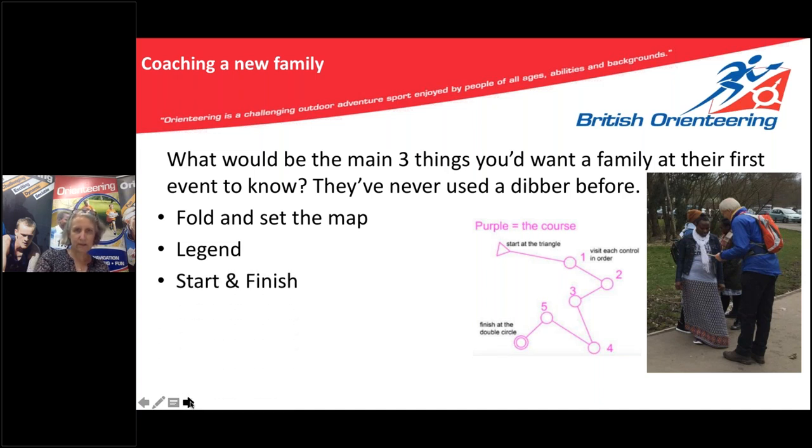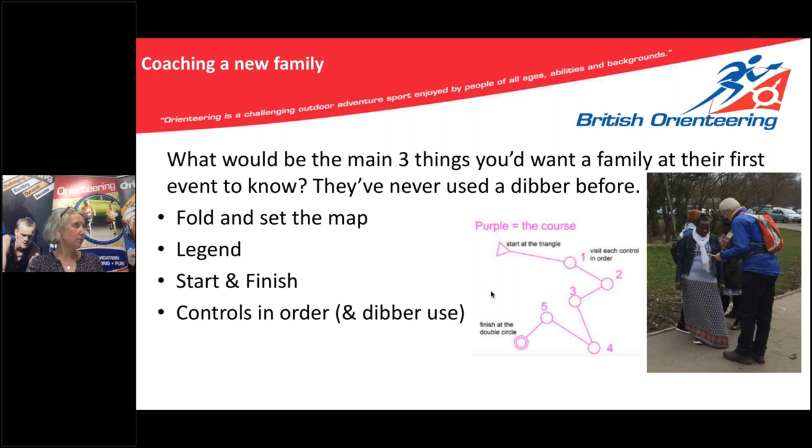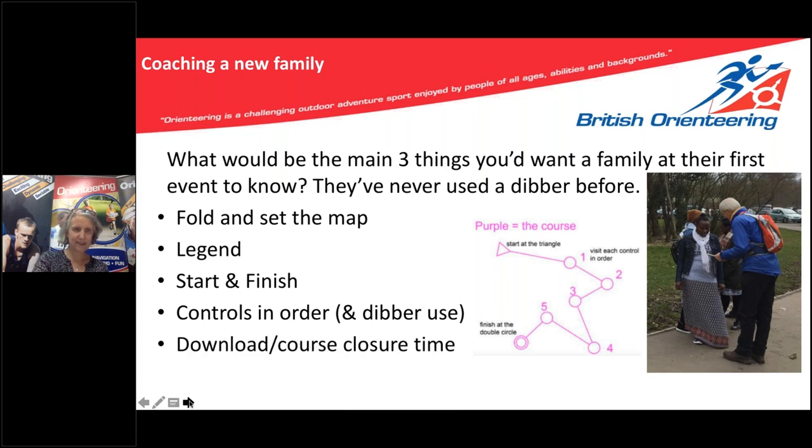Start and finish, and that you need to dib there as well. Controls in order. I say it's like a dot to dot puzzle, and you've got to get them all. And if there's anywhere where you need to dib twice, say number 4 is the same as number 11, I'll explain that fairly carefully as well. Course closure time. Have fun. I think there was just one more, wasn't there?